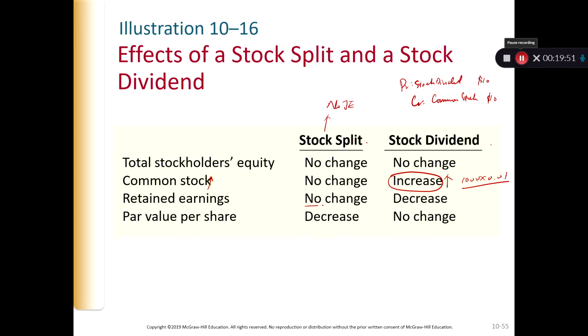And the retained earnings for a stock split don't change, because there's no journal entry, nothing changes. But for the stock dividend, the retained earnings is decreasing, right? So this one is going to decrease RE, retained earnings. This one is going to increase common stock, right? Because of this journal entry. And then par value per share: for a stock dividend, no change, but for a stock split, it's divided in half. Okay, this is very interesting.